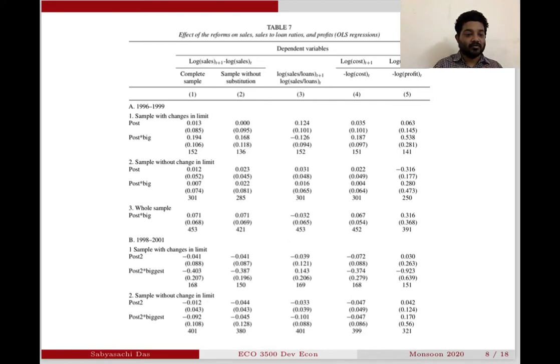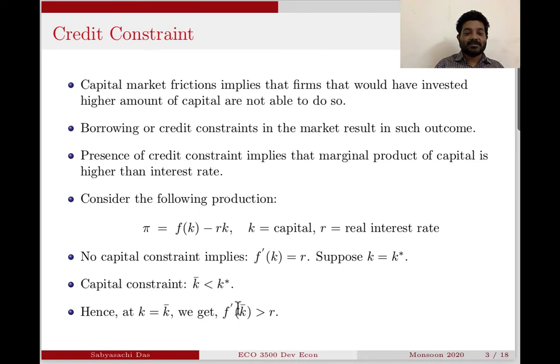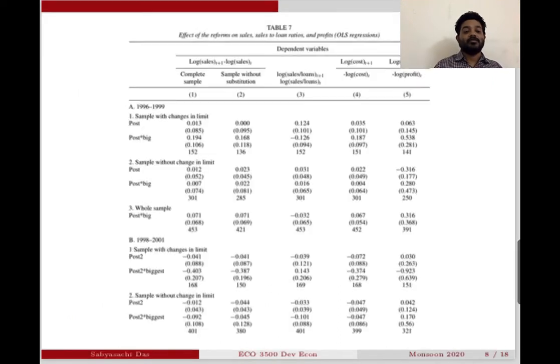If I could go back to this equation, these firms are stuck here. They know that if they expand beyond K bar, their profit is going to grow, right? Because they'll come closer to K star, but they are not able to do so, which is why when the credit expansion happens, their profit goes up. When they get thrown out of the priority sector tag, their credit falls, which means their profit falls again, right? So that's the idea, that's evidence of the presence of credit constraints, that somehow they are not able to meet their credit need from the market.